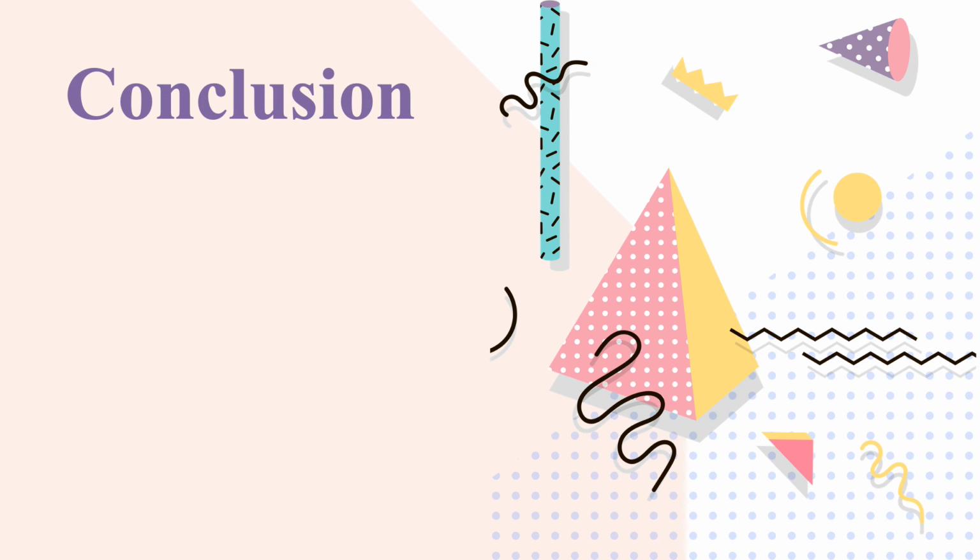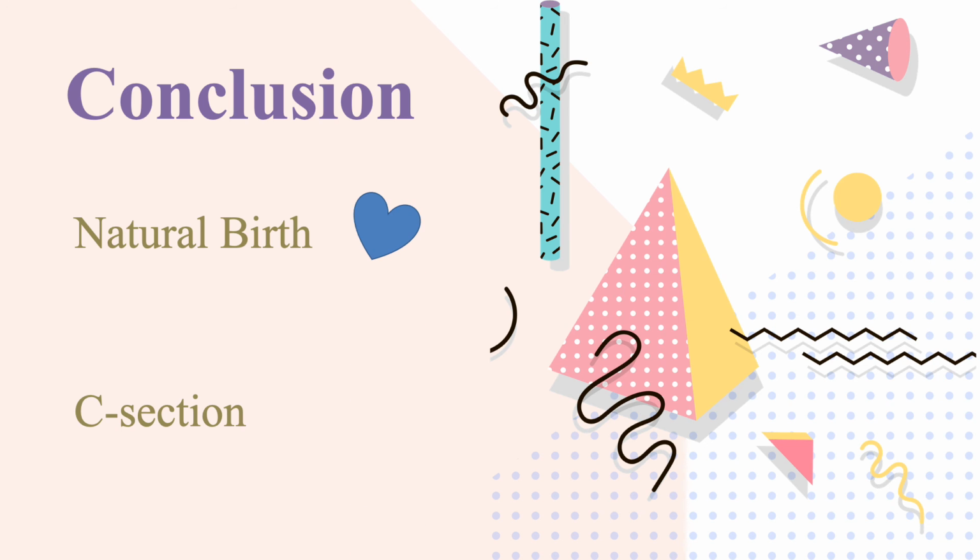Now let's come to the conclusion part. In short, although both natural birth and C-section are risky, the risk of C-section is higher, and natural birth has many strengths. So we are for natural birth unless there are special circumstances where the mother is in danger when having an operation and the doctor recommends C-section.